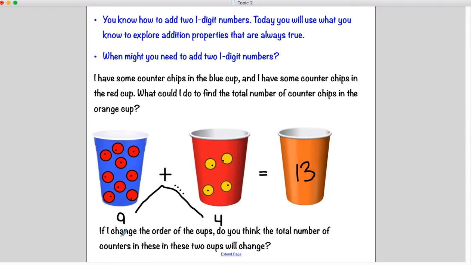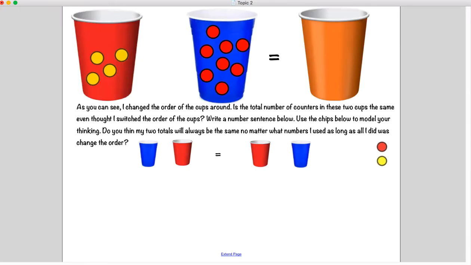Now, boys and girls, if I decided to change the order of the cups, do you think that the total number of the counters in these two cups are going to change? Let's look at that. They are going to do a flip-flop. They're going to switch places with each other. The only thing that I forgot to do is I need to make sure I add one more counter here because I think I was one off.